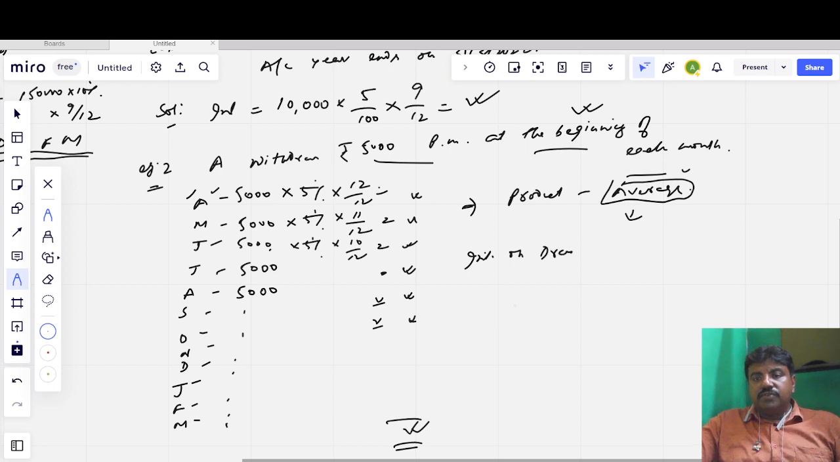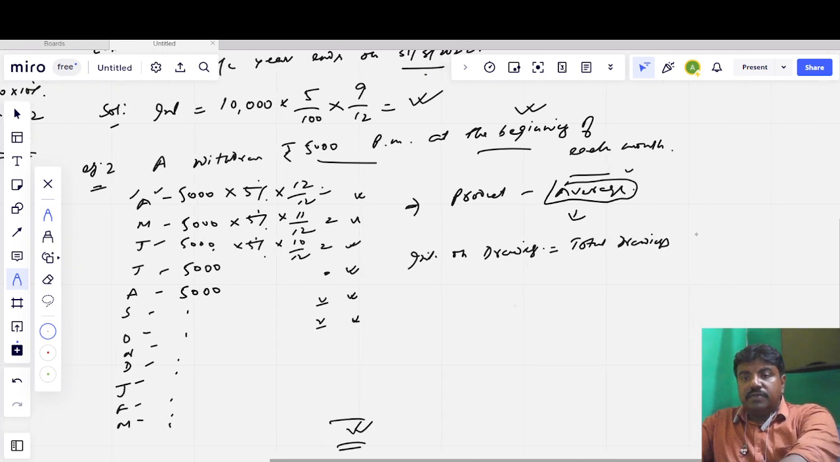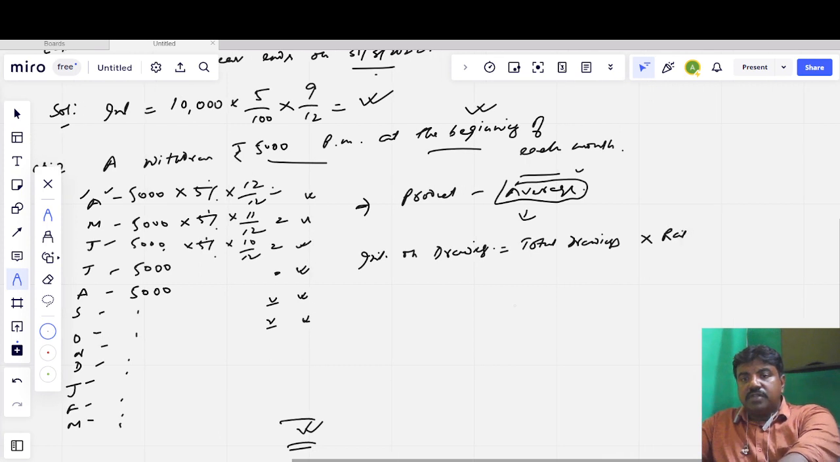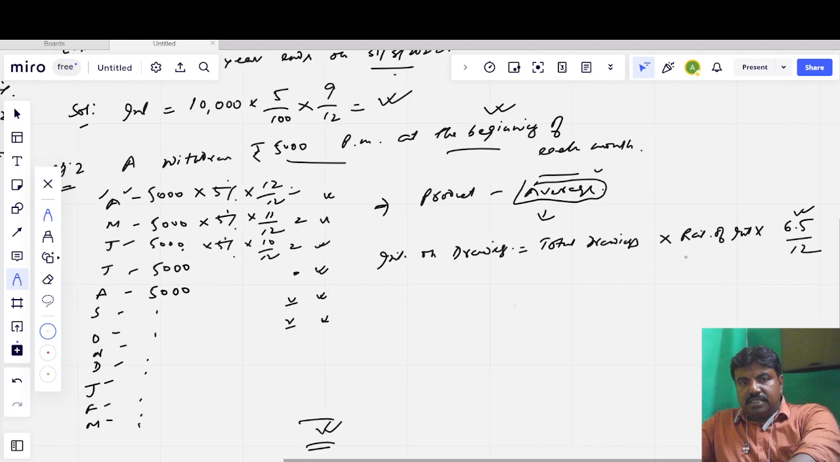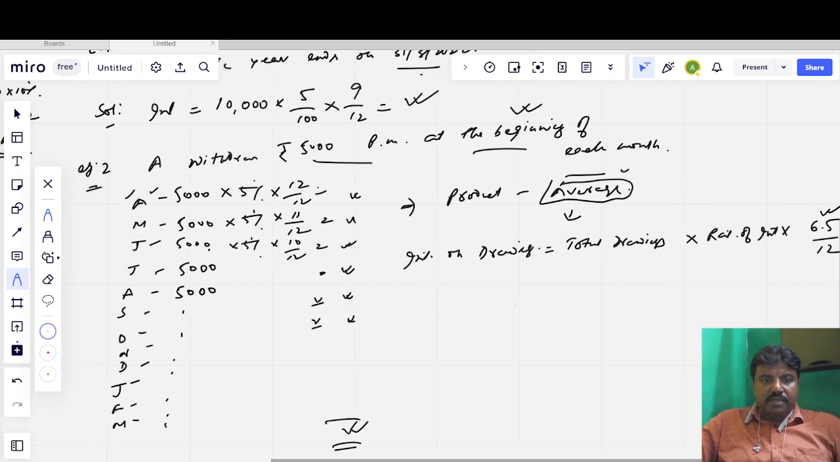So if you take the help of the average method, then you can calculate the interest on drawings like this. Interest on drawings equals total drawings into rate of interest into 6.5 by 12. Now definitely the question coming to your mind is, where does this 6.5 come from? The average method says, see, the first drawing is this one, this 5,000 is the first drawing. So the average method says, count the months from the first drawing to the end of the year. So from the first drawing to the end of the year, the period is 12 months.